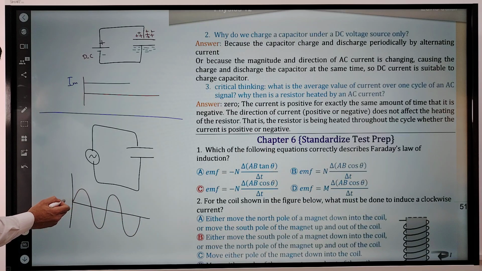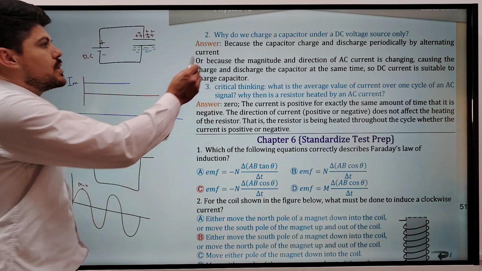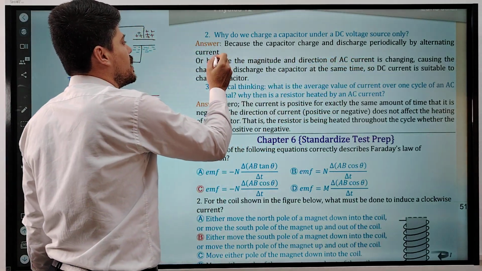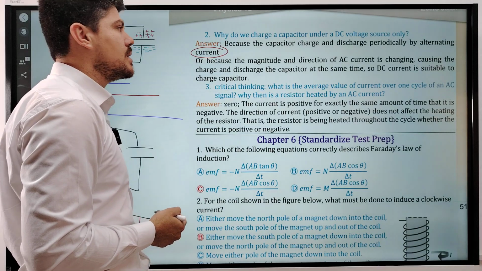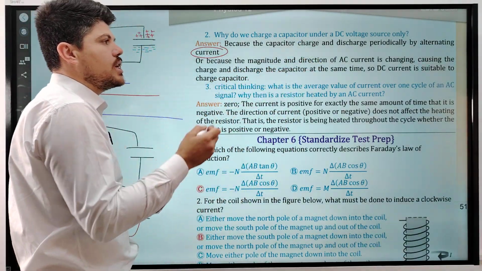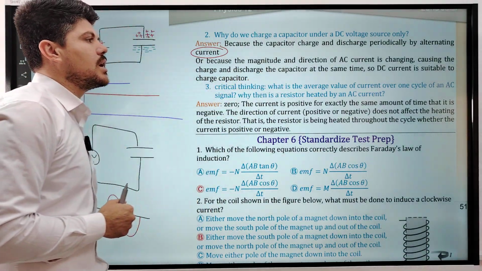What is the value of current here? Current 0, but here maximum. So at this point, the capacitor becomes discharged, but at this point, the capacitor becomes charged. So that is why the capacitor charges and discharges periodically by what? By alternating current. Because the magnitude and direction of AC current is changing, causing the capacitor to charge and discharge at the same time.